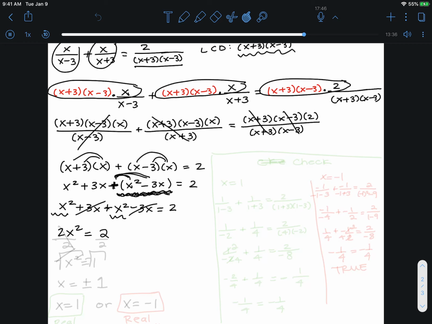Okay? Now we can go ahead and divide by 2. X squared is going to equal 1. We do the square root to get rid of that power of 2. What I do to one side, I do to the other. So x is going to equal plus or negative 1. Remember, when you do square roots, you get positives and negatives. So that means I can get x equals a positive 1 or x equals a negative 1. Okay, so now we have to go ahead and check our solutions.